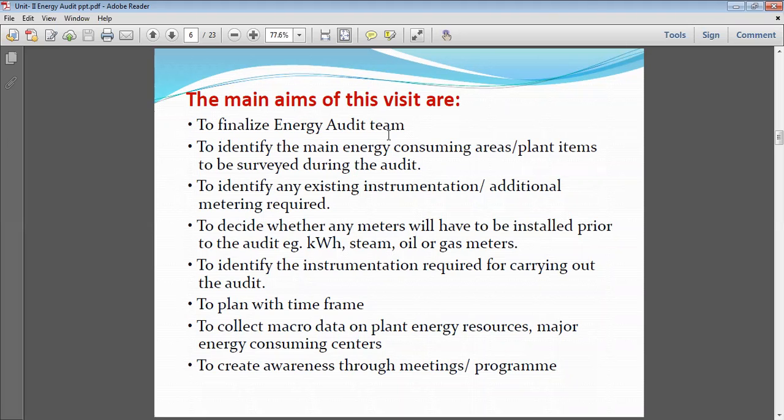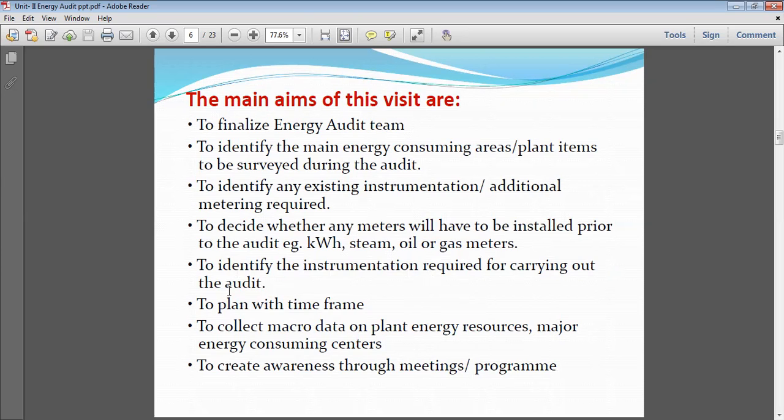So therefore, either the instruments connected in the system are sufficient or additional instruments are needed. It is also going to be identified and decided in the tour visit whether any meters will have to be installed. Okay, the same things. Now it is not only the electrical measuring instrument, it may be a pressure gauge, it may be temperature, it may be some sensors to be installed to identify the instrumentation required for carrying out the audit.